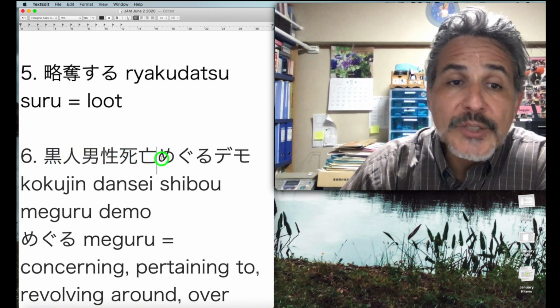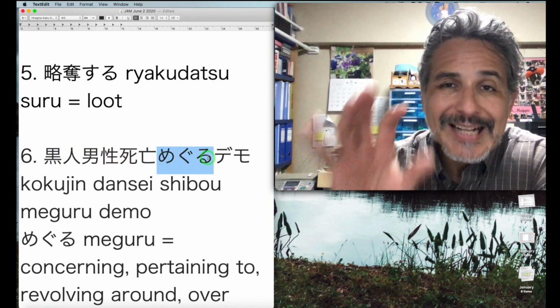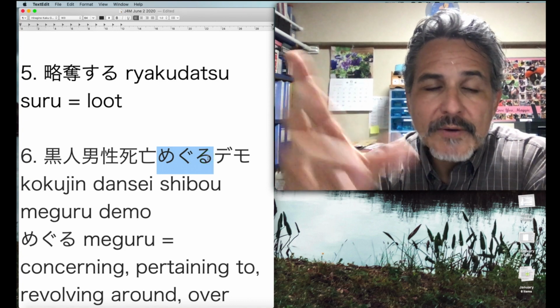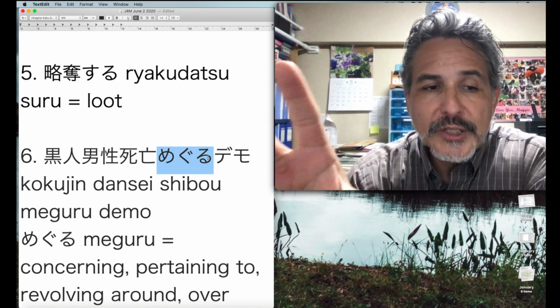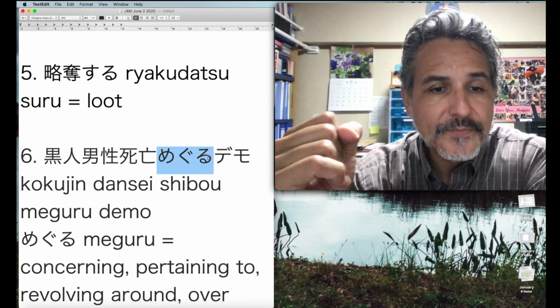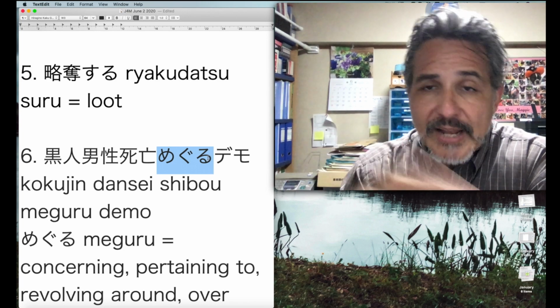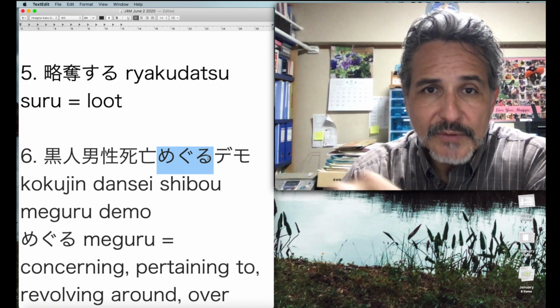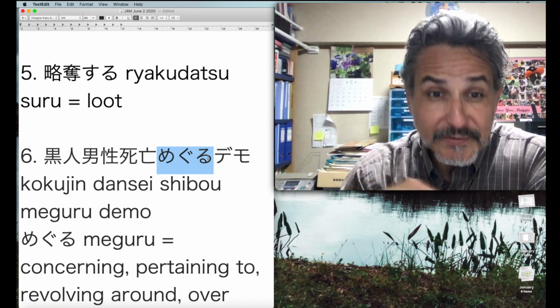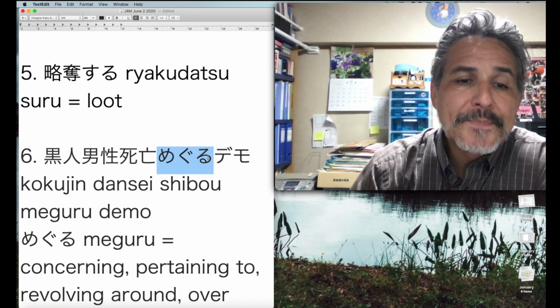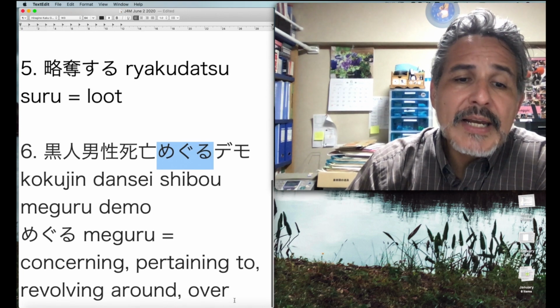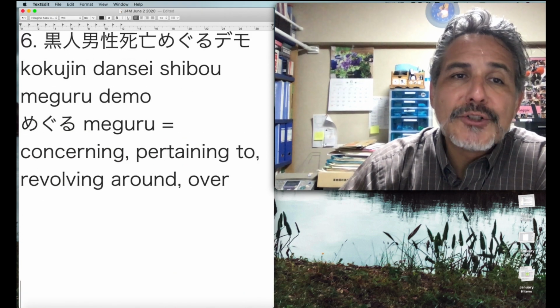Here we have the new expression for many of you, meguru. It's a very interesting word. Now, meguru, if you look it up, is translated as concerning, pertaining to, revolving around. And actually it also has that visual feeling of around something. However, I was thinking about it, and I think it's very similar to "over."